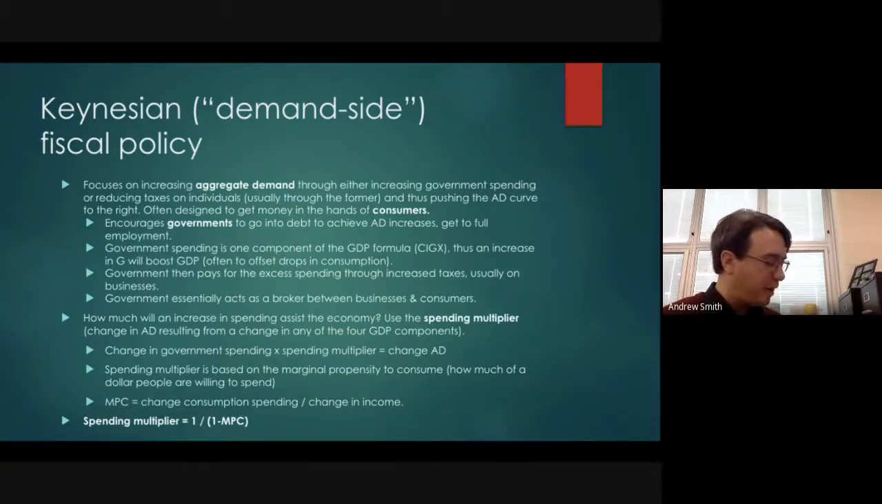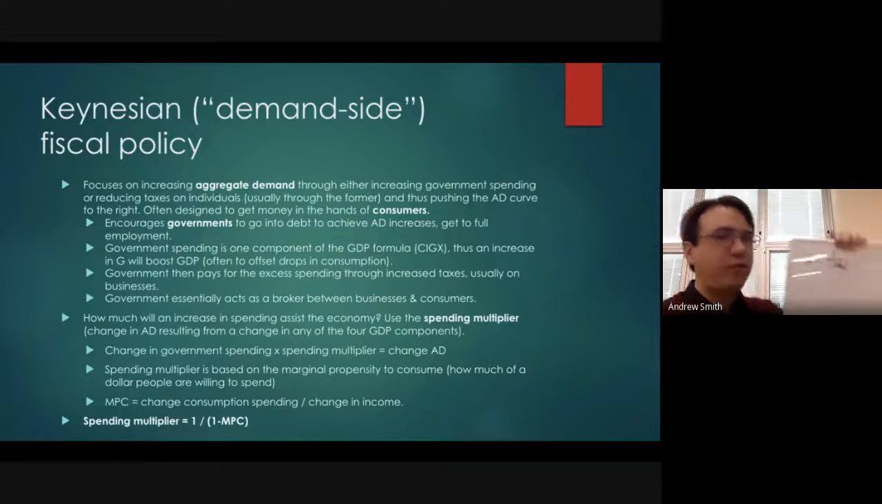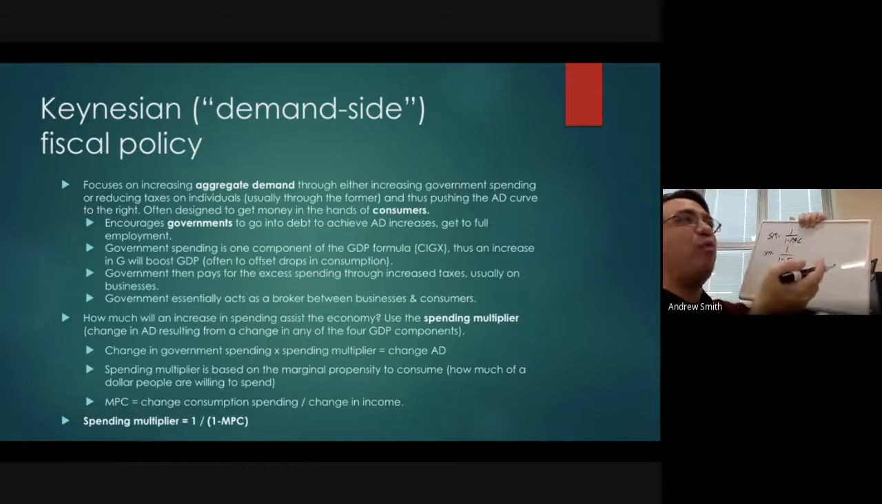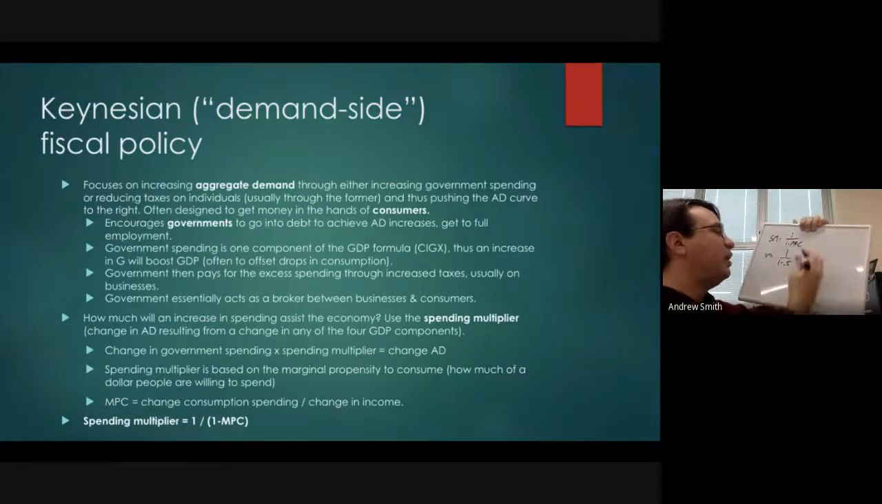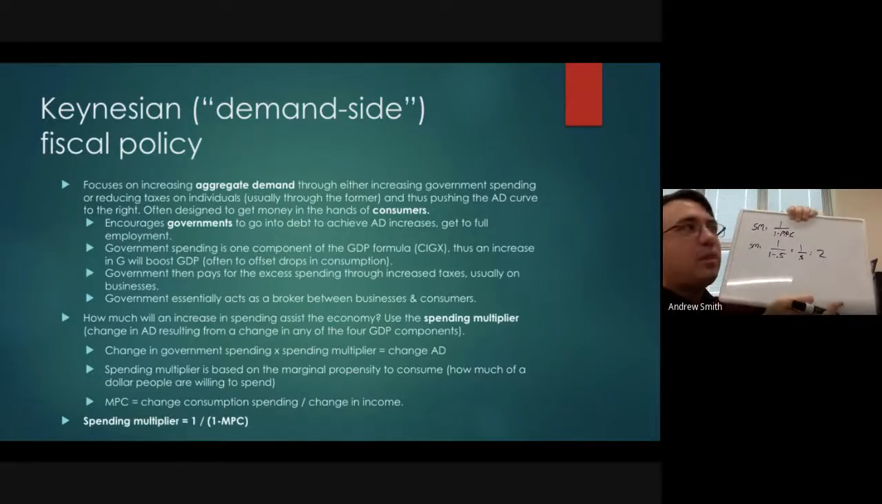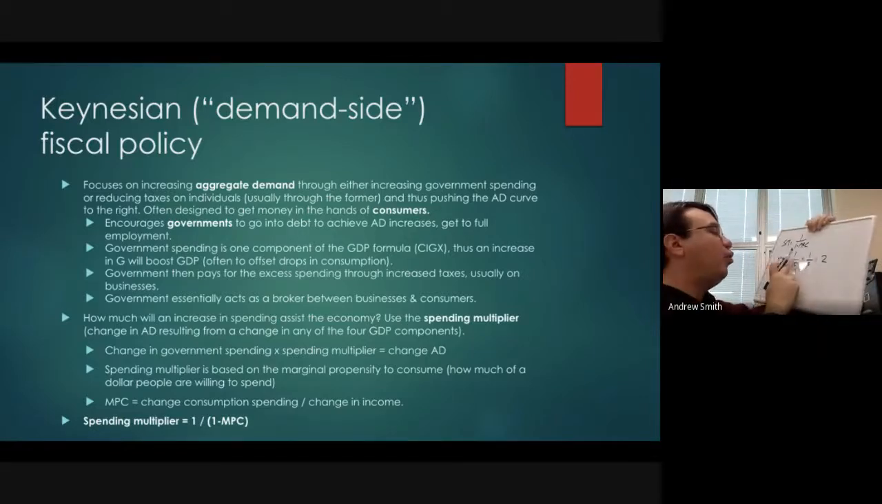Okay, the spending multiplier then is 1 over 1 minus the marginal propensity to consume. So if people say we'll spend half of every dollar, that means the marginal propensity to consume is 0.5, right? 50% of every dollar gets spent. So 1 over 1 minus 0.5 is 1 over 0.5, which is 2, which basically means that every dollar of government spending will increase real GDP by $2.